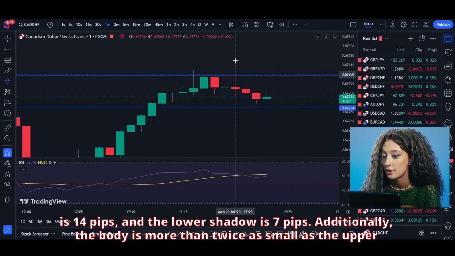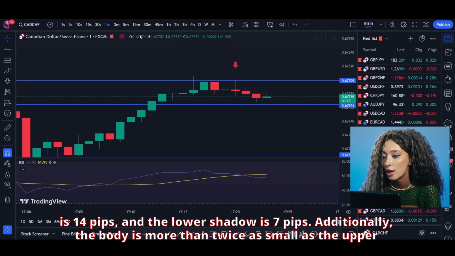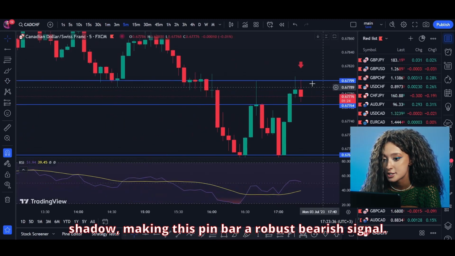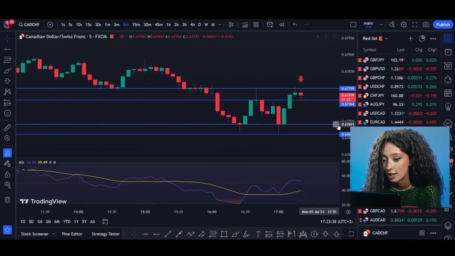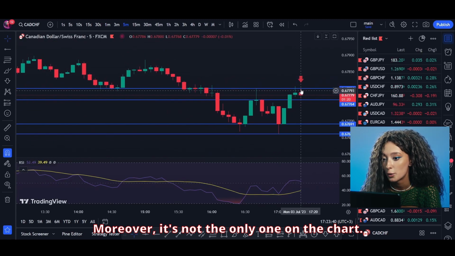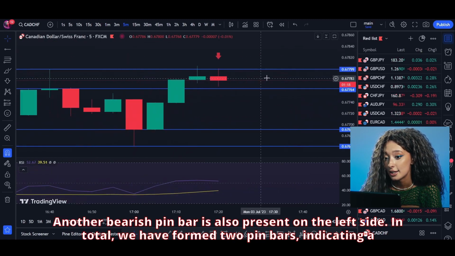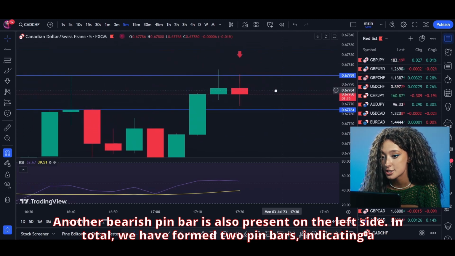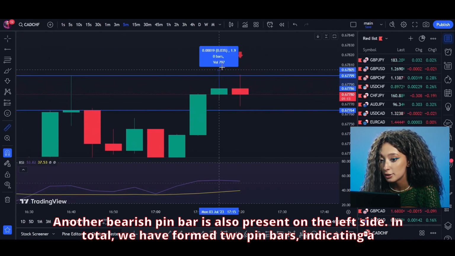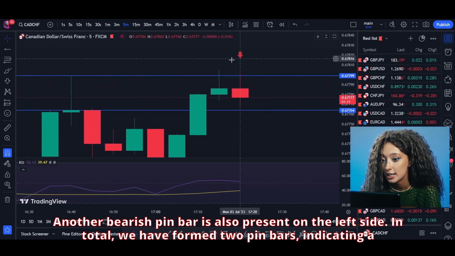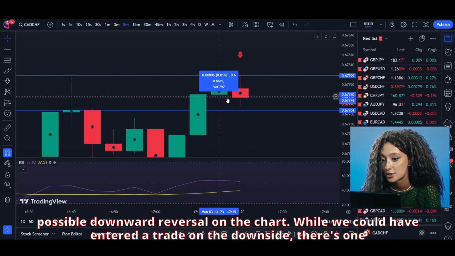Additionally, the body is more than twice as small as the upper shadow, making the pin bar a robust bearish signal. Moreover, it's not the only one on the chart. Another bearish pin bar is also present on the left side. In total, we have formed two pin bars, indicating a possible downward reversal on the chart.